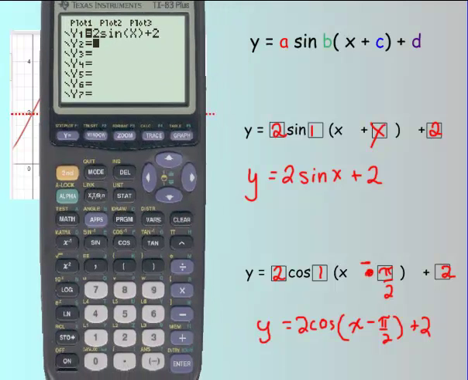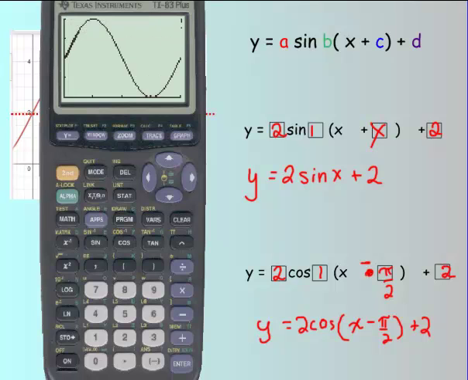All right, here comes the tough part. Let's put that cosine in here. 2 cosine (x minus pi divided by 2) plus 2. And I'm going to make this line dark. So if I've done it right, it should draw right on top of my other graph. Excellent!